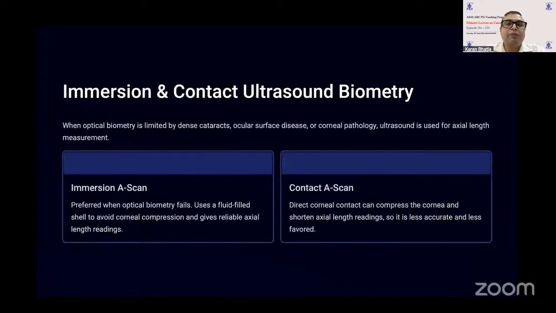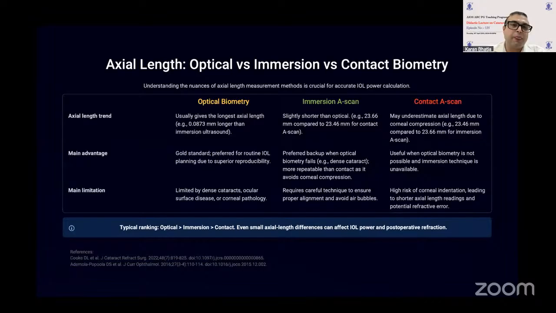Coming to immersion and ultrasound biometry, as residents, you need to know this also. Sometimes in harder cataracts, or in ocular surface diseases, or when you're doing a transplant in opacified eyes, you need to rely on immersion and sometimes contact as well. The immersion is much more accurate than the contact, because contact compresses the eye and is therefore less favored. Comparing these three, according to various studies, the optical biometry usually gives the longest axial length, by about 0.08 or 0.09 millimeter longer than the immersion ultrasound, and therefore the immersion is slightly shorter than that.